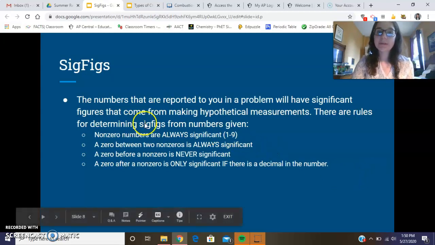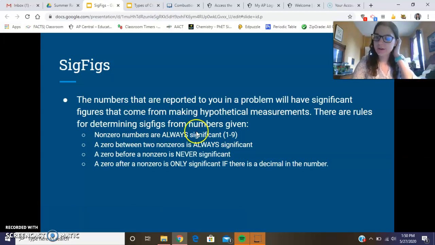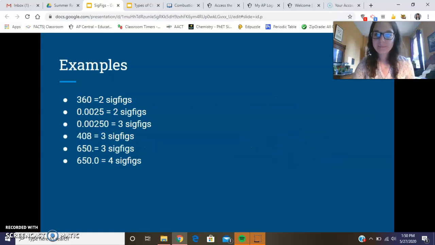So the rules for determining if a number is significant or not, basically how confident we are. Non-zero numbers are always significant. So any number 1 through 9, always significant. A 0 between two non-zeros is always significant. A 0 that is before a non-zero number is never significant. And a 0 that is after a non-zero is only significant if there is a decimal somewhere in that number. We'll go through examples to see these.